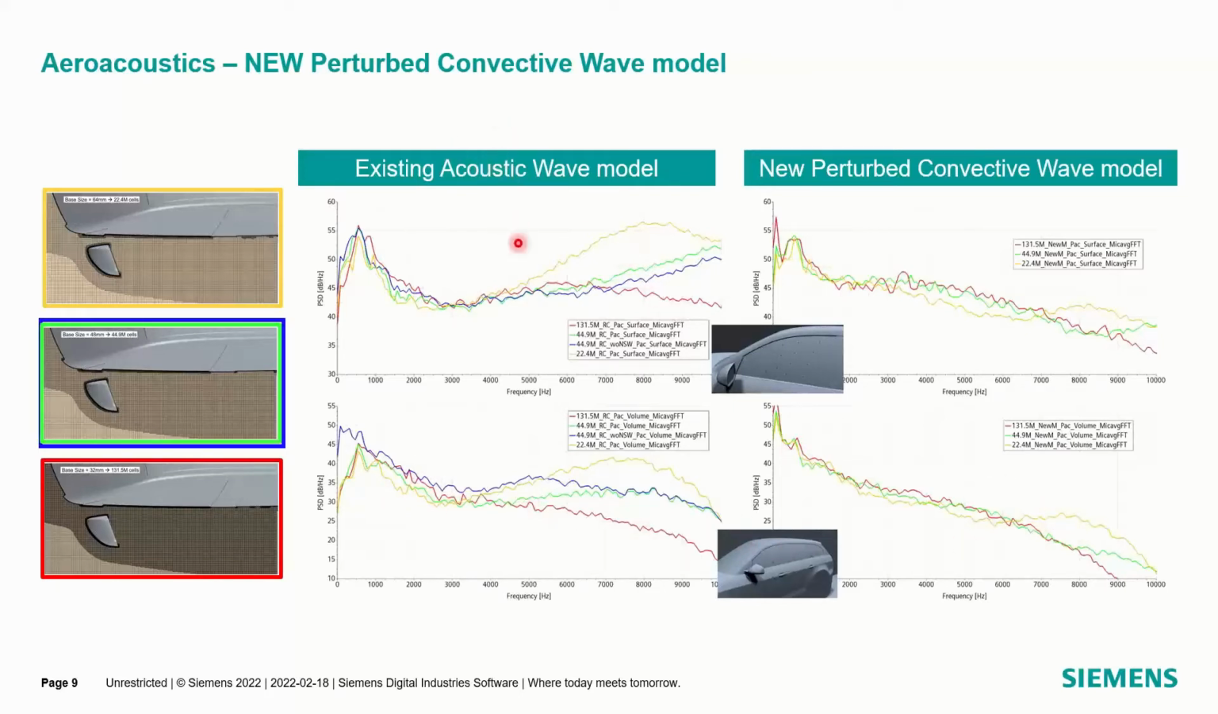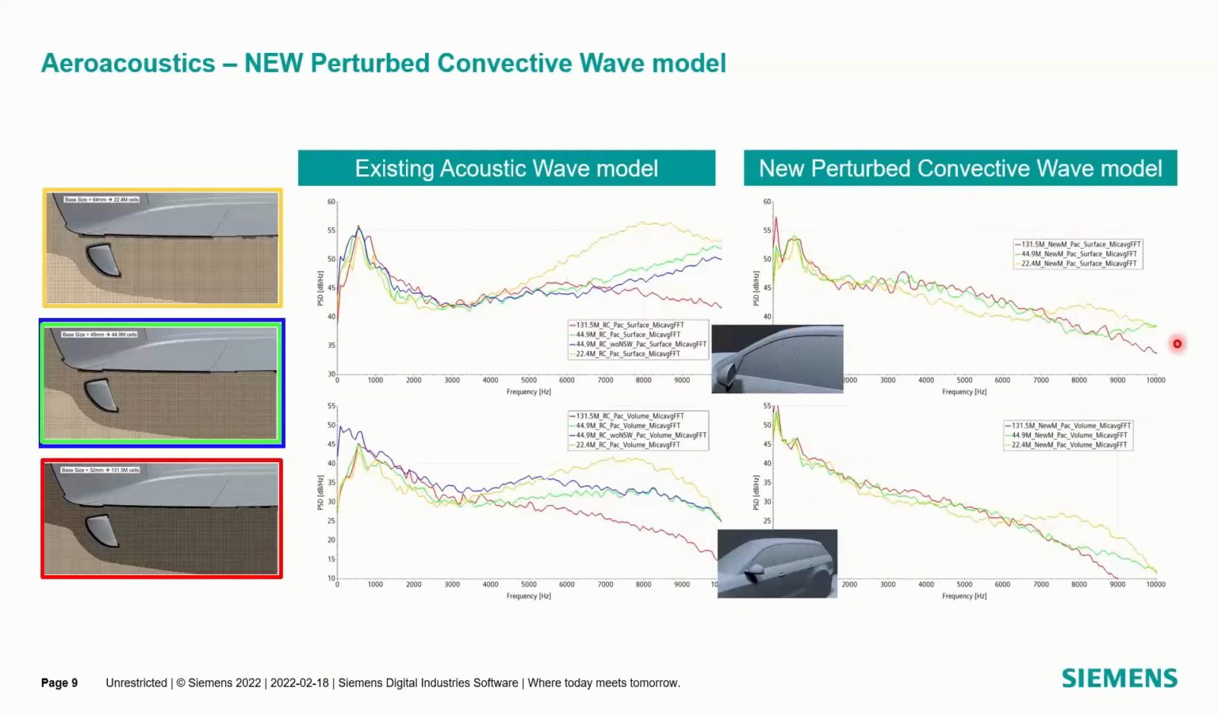And you can see with the existing wave model above 5,000 hertz, you have an increasing dependence on mesh resolution. As you can see, the yellow line represents a coarser mesh, and then as you move down, the red line represents a more refined mesh. So you can see, in order to have a converged simulation, especially in the high frequency range, you need a lot of elements.